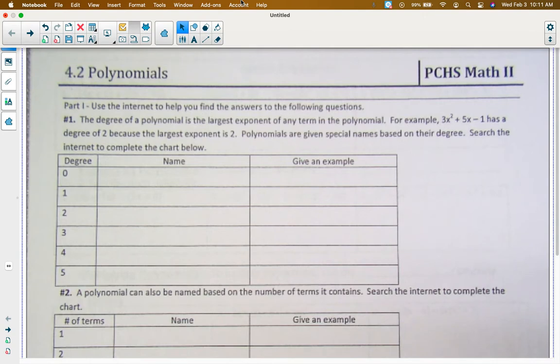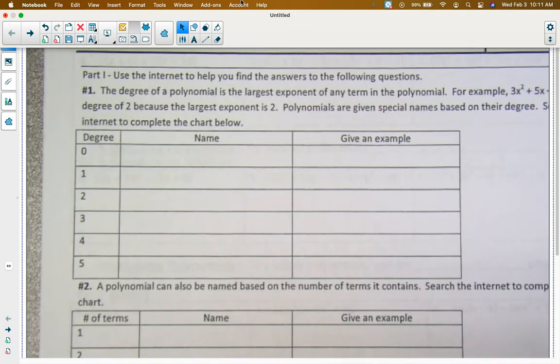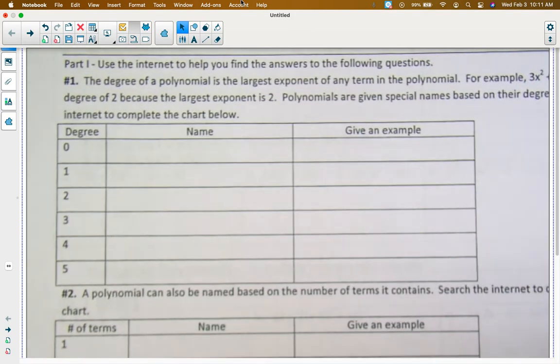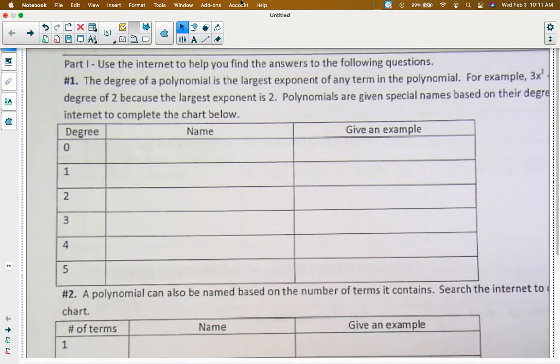So let's get started. I am going to go through and give us some examples and names for our degree, which is the same as the exponent. And then we're going to go through and classify things by the number of terms. So you may have, or probably should have, seen some of these, if not all of these, in Math 1, but they may have been a very, very long time ago, which is fine. So we'll get you all caught up today.